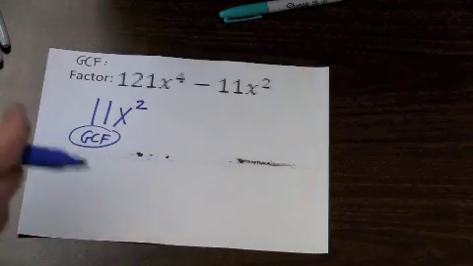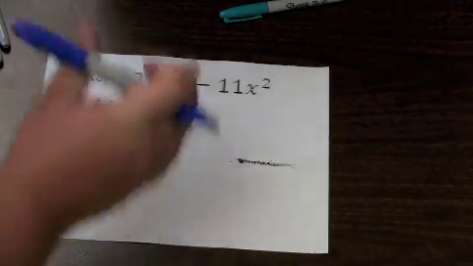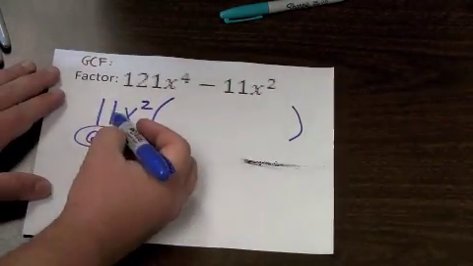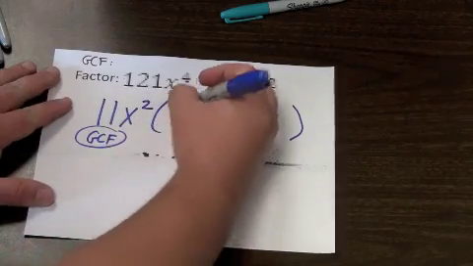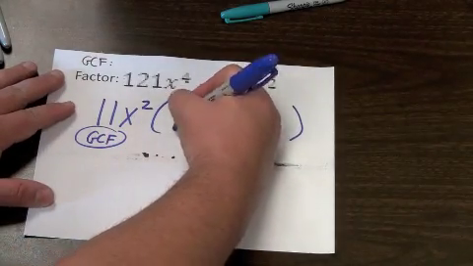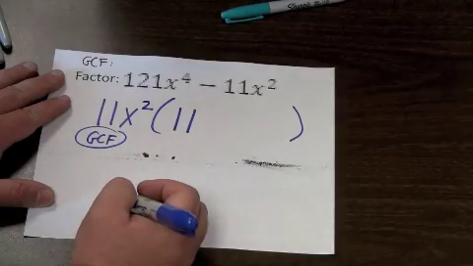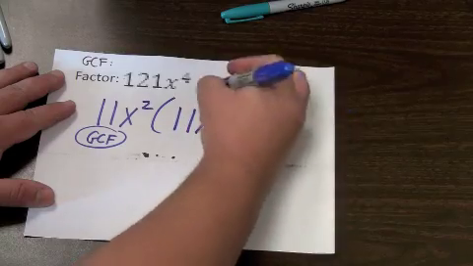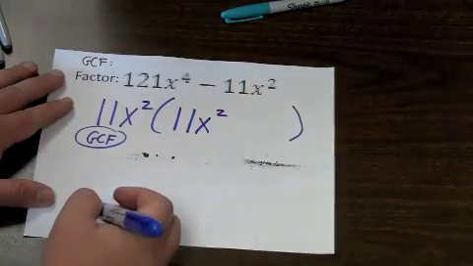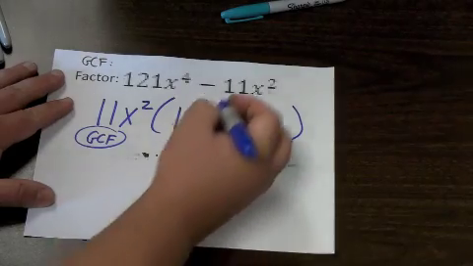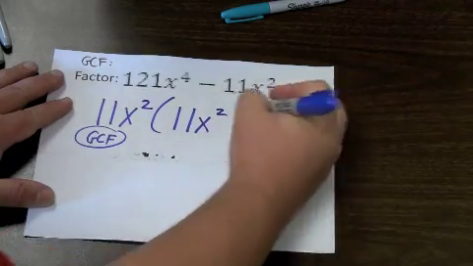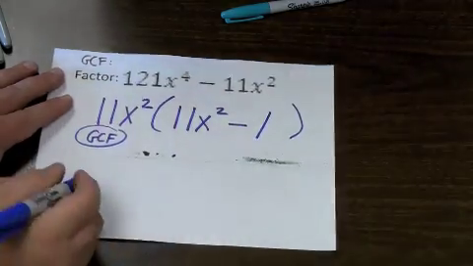Now, remembering what we did when we factored with GCF, you take out the GCF and then you write what's left over. All right, what's left over? 121 divided by 11 is going to be 11. And then x to the 4th divided by x squared is going to be x squared. And then 11x squared divided by 11x squared is going to be 1. And it is a subtraction.